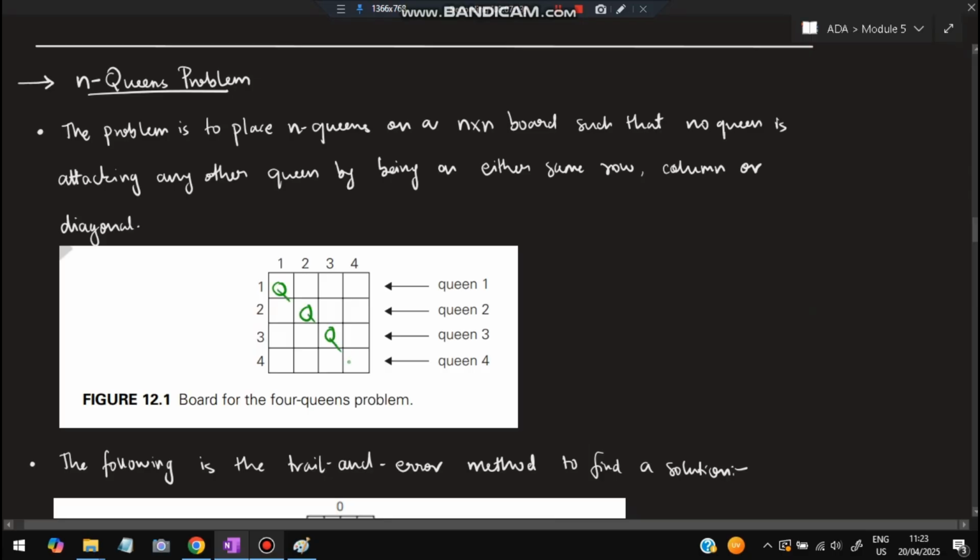If you place 4 queens like this, it cannot be possible. Why? Because these queens will be beating each other, so that is not possible. We have to place the queens such that the other queen will not be in the same row and same column. So the option left is this.